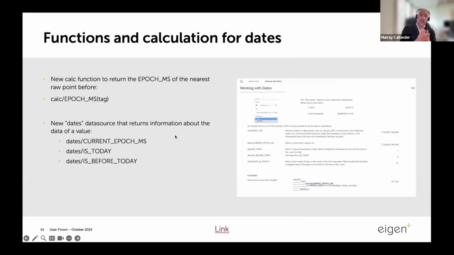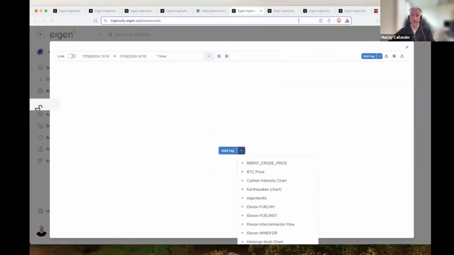Okay, functions and calculations for dates. So recently we've had a number of use cases that have required us to do maths on the dates behind a value rather than the value itself. Previously, you could always show the date of something in a dashboard, but it was not possible to use it in a calculation. Now, with the latest release of the calculation historian, we've got new features that allow us to return the date value of the tag so we can now do maths on it. So let's have a look at what that looks like.